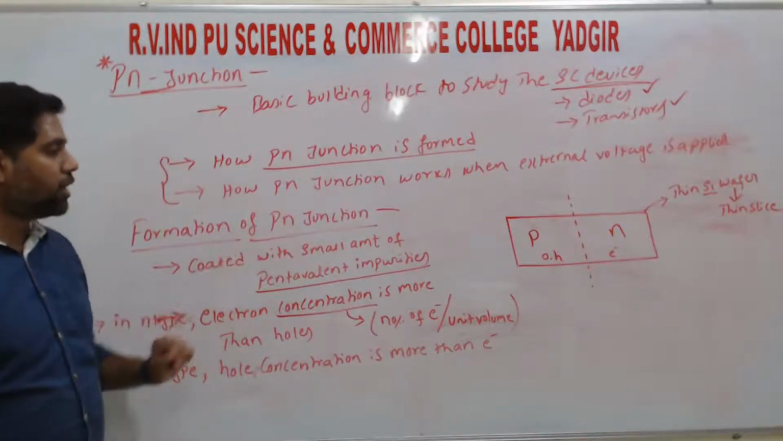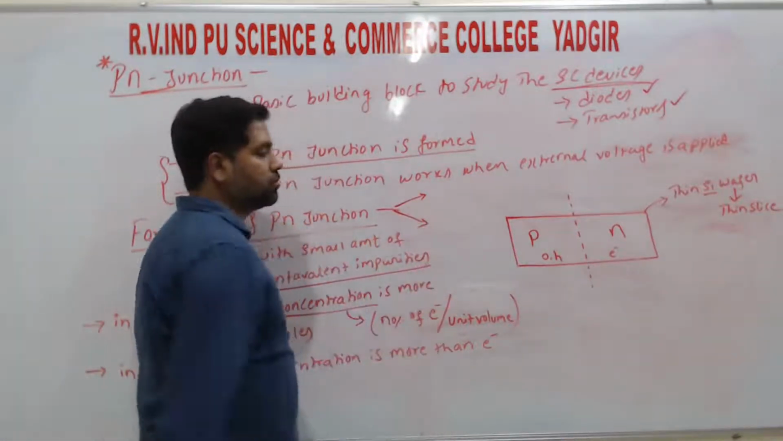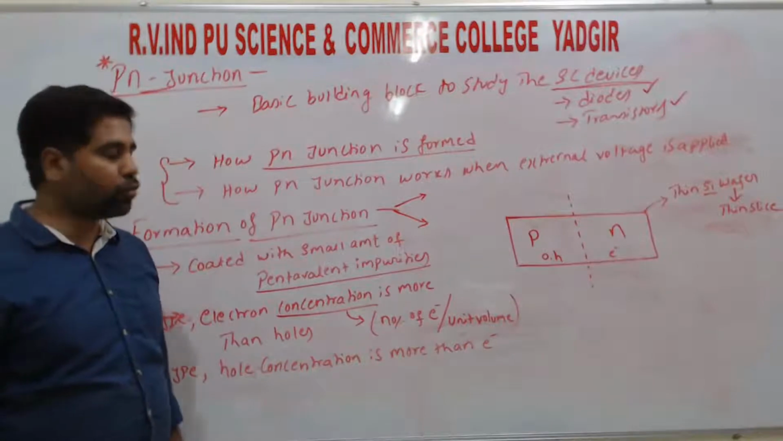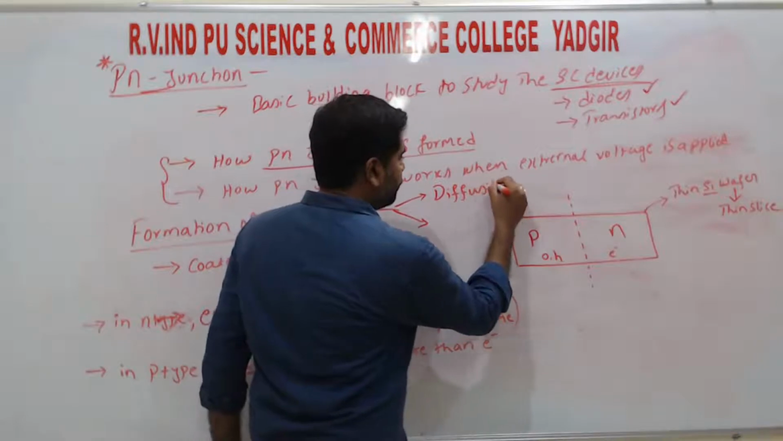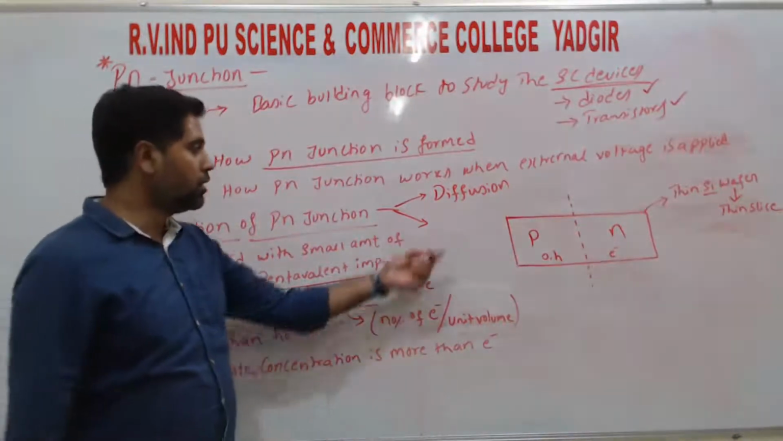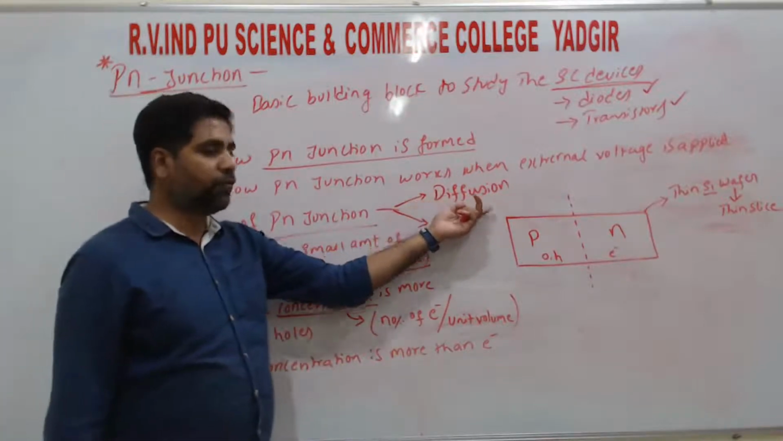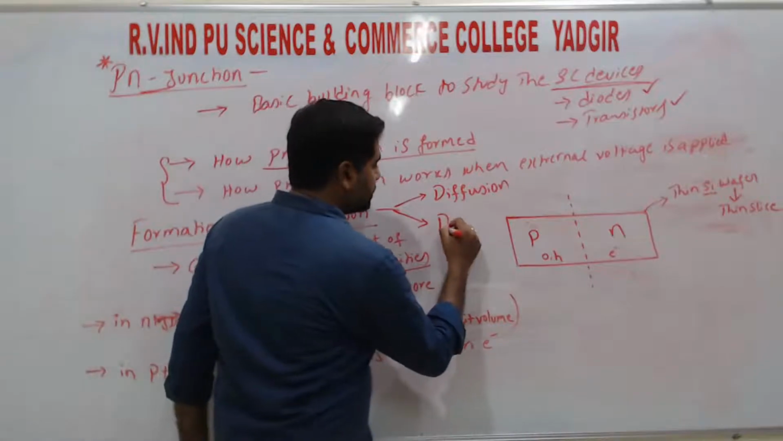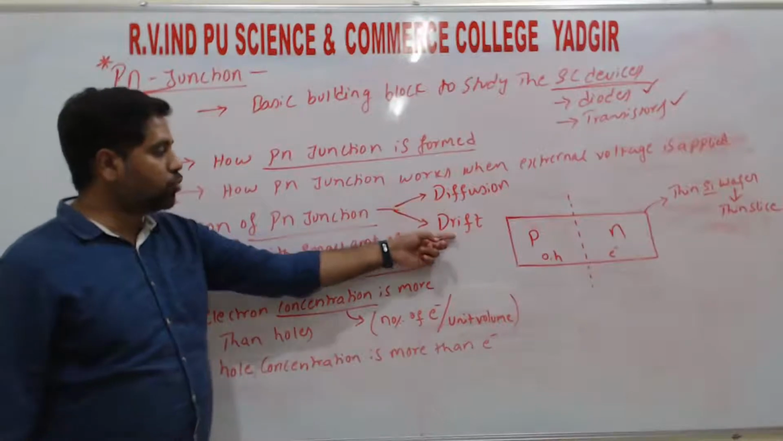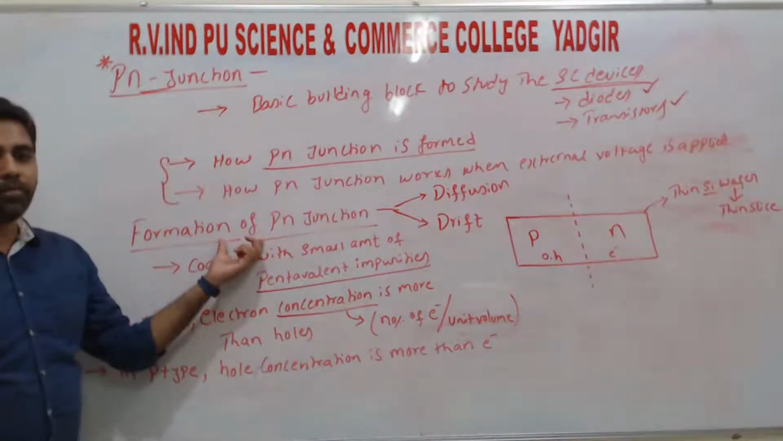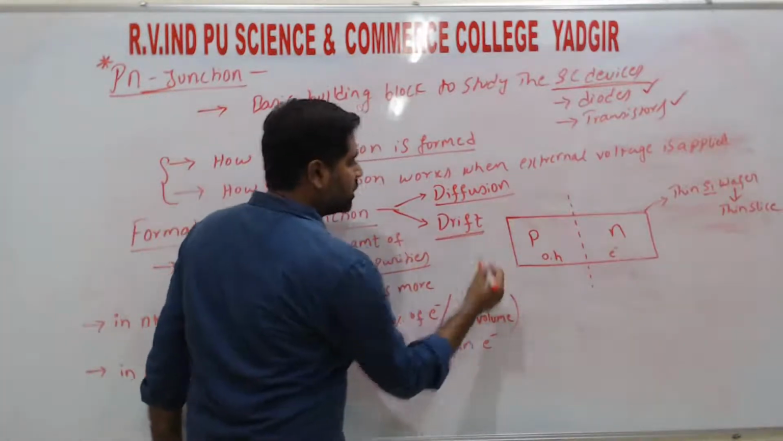So while studying the formation of the PN junction, we need to understand two main processes, right? The first process is diffusion, right? The meaning is the same as the term diffusion you already studied in biology. The next process is drift. So we need to understand these two processes for the formation of the PN junction. The first process is diffusion and the second process is drift.